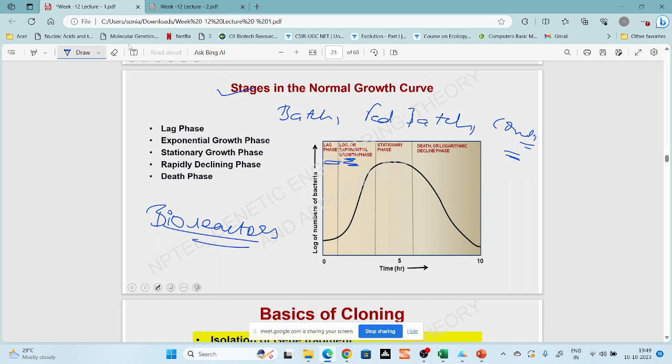And there is a book, Pauline M. Doran. Okay, Doran. It is out of the syllabus. I'm just telling you for your own benefit. So this Pauline M. Doran is a very good book for bioprocess. In fact, it is the only book I think which is good for bioprocess engineering. So if you are thinking of giving GATE exam, you should definitely go through this book. Okay, coming back to the topic.